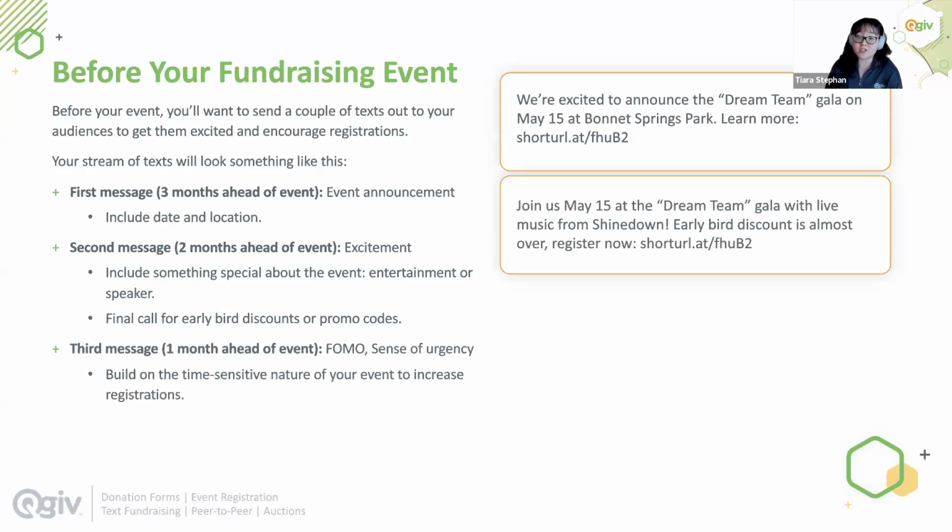With your third message, you want to send this about 1 month ahead of the event. With this message, you want to create a feeling of the fear of missing out, that FOMO feeling, that sense of urgency. You've got to come to this event. It's going to be great. If you don't, you're going to be missing out on a great time. So build on the time-sensitive nature of your event to increase those registrations.